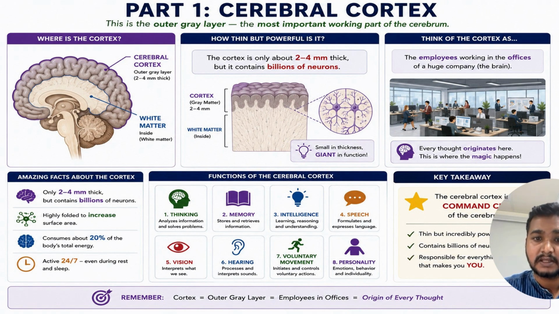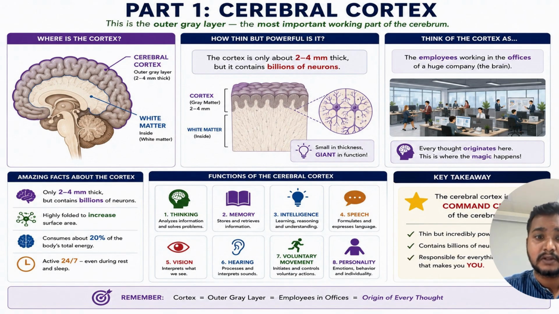This outer layer is made of grey matter, while just beneath it lies the white matter, which carries information to and from different parts of the brain. A simple way to remember this is, grey matter thinks, white matter connects. That's one of the highest yield facts in neuroanatomy. How can something so thin be so powerful?